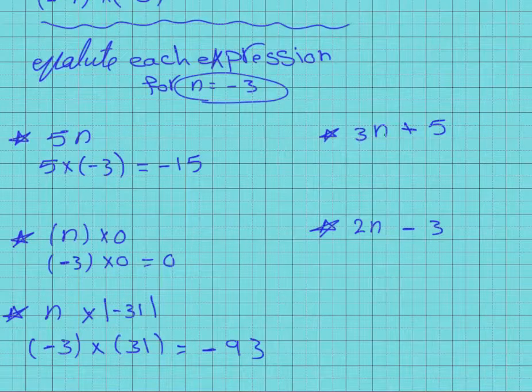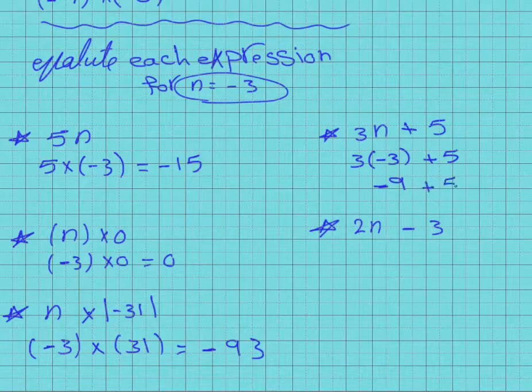Now here 3n plus 5. 3n is 3 multiplied by -3. We said every n, we will substitute and put -3. Then plus 5. 3 multiplied by -3, the answer is -9. One of them is positive, the other is negative, so the answer is negative.